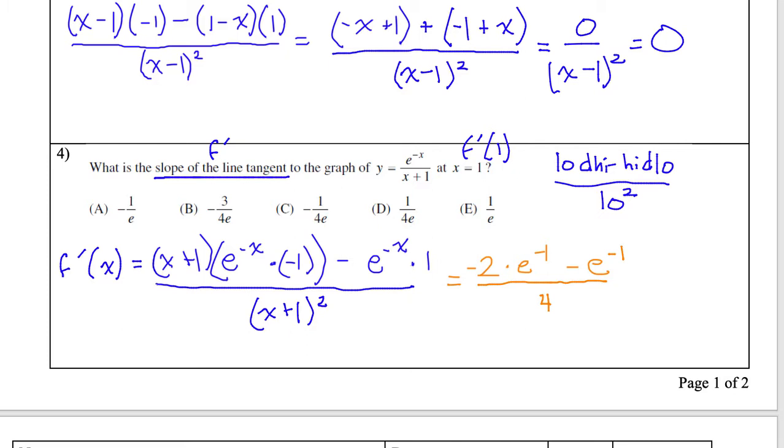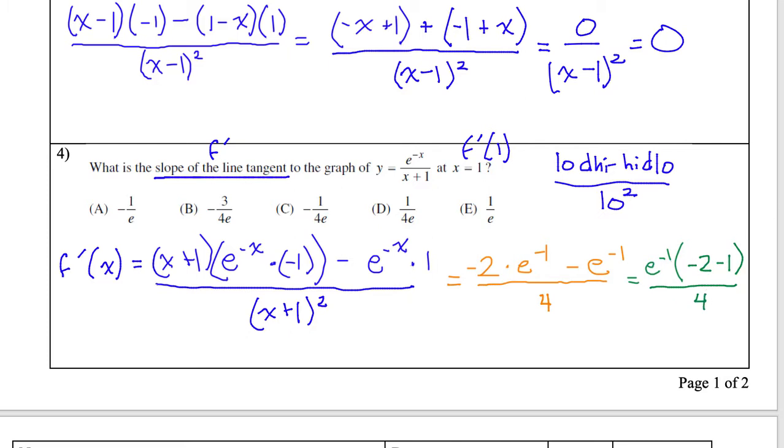So let's do that in green. I'm going to factor out e to the negative 1. If I factor that out, what's left over? Basically cross it off, and if it's crossed off and nothing remains, think of it as a 1. So if I factor it out, I'm left with negative 2 minus 1, all of this divided by 4, and this negative 2 minus 1 is negative 3.